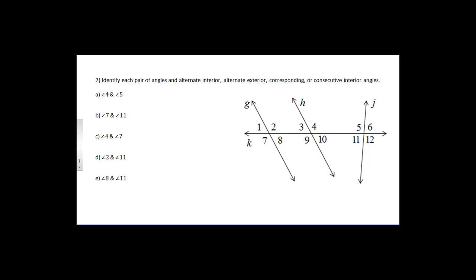Example number 2, we want to identify the pair of angles as alternate interior, alternate exterior, corresponding or consecutive interior angles. Part A, angles 4 and angle 5. So if I find angle 4 and angle 5, I see they're along lines H and J using transversal K. So I can ignore line G altogether. Looking at these, I know they're on the same side of the transversal, and they're both to the interior of these two lines. It'd be consecutive interior angles.